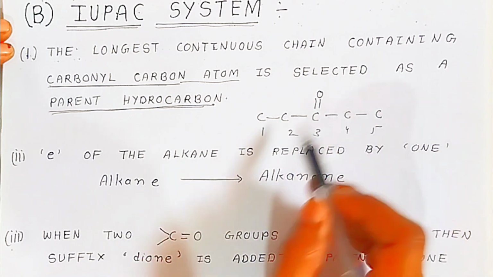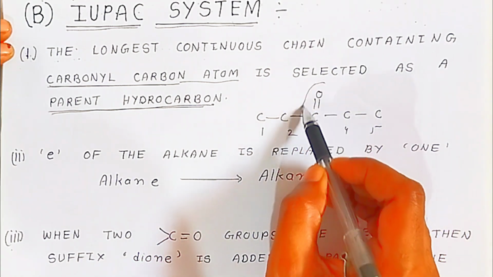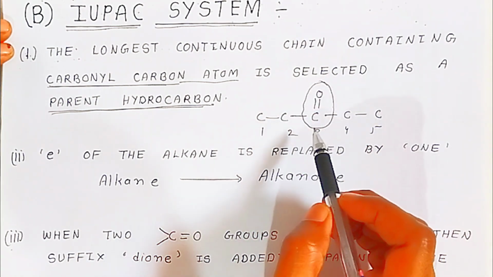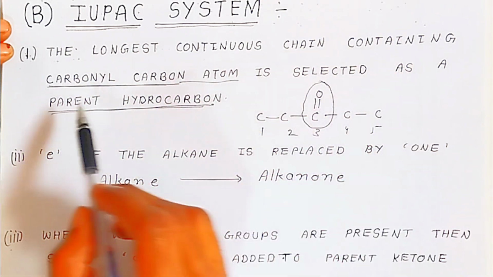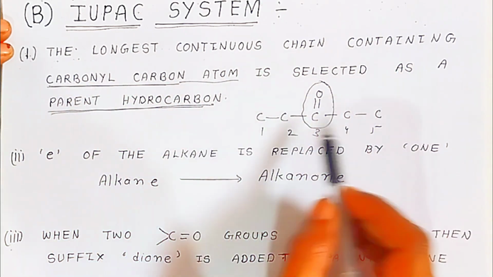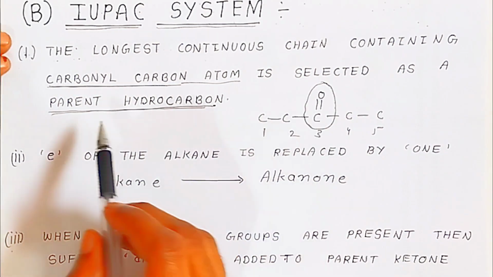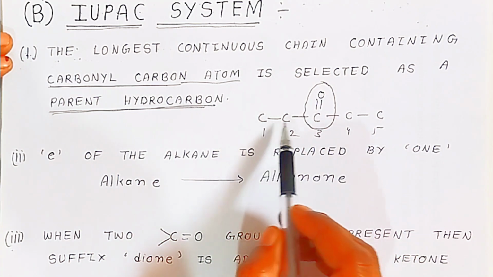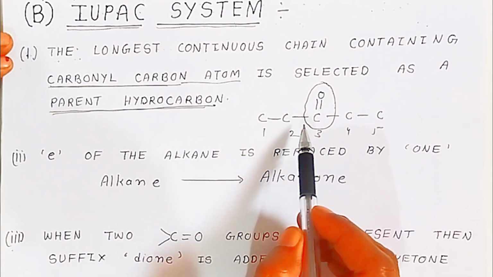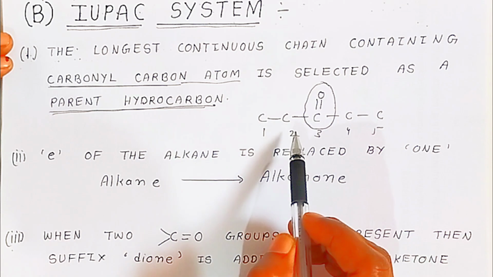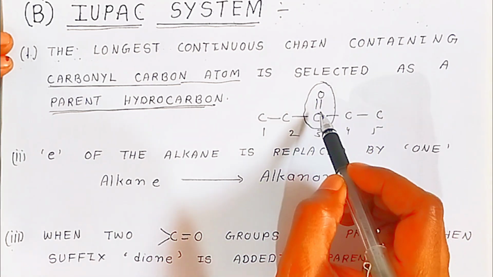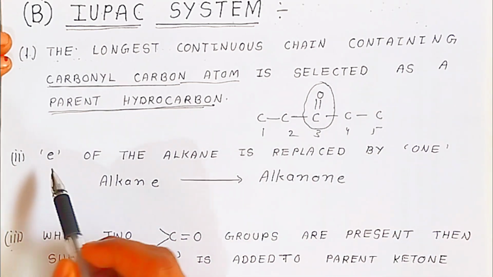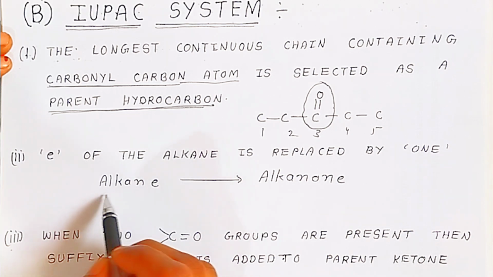So it is derived from pentane, and since it contains a carbonyl, it is called pentanone. The longest continuous chain containing the carbonyl atom is selected as the parent hydrocarbon. This way, students, you select the parent hydrocarbon. It is made up of how many carbons? It is made up of 5 carbons, so it has been derived from pentane, and since it contains the carbonyl group, we call it pentanone. Now students, in general, hydrocarbons we call as what?